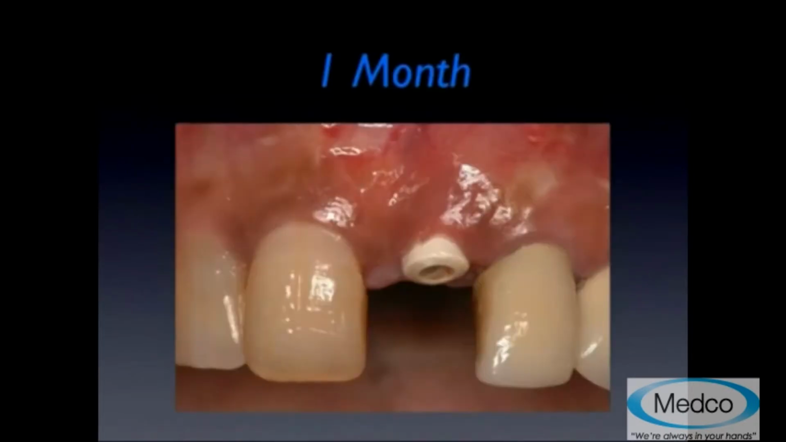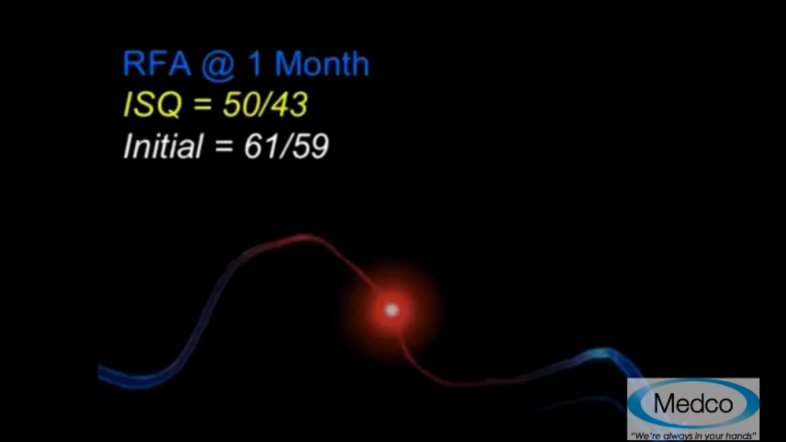If I just had insertion torque, I might be lost in a case like this. Because when I go back in 1 month, certainly the soft tissue healing looks great, but look at our RFA, our ISQ value. It's dropped to 50, 43. And the question is, is this a failing implant? Is this an implant going through a dip phase? What do we do in this situation? Well, we tell the patient certainly we can't proceed and we have maybe some issues to be concerned with.